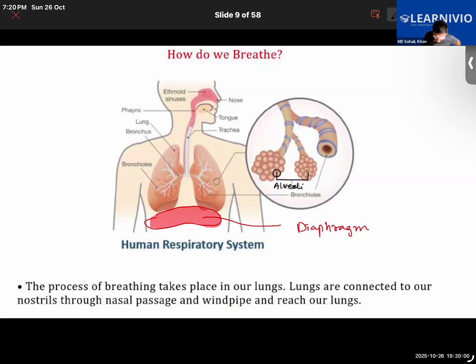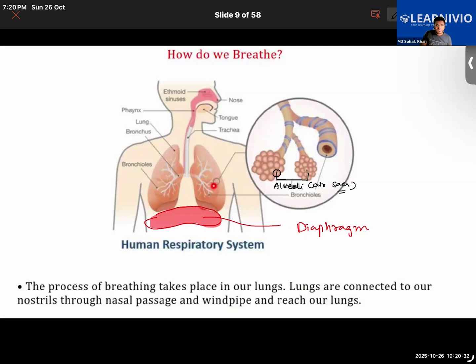Alveoli. So they are kind of air sacs, or you can say airbags. The oxygen-rich air that you're inhaling goes from your nose all the way to the alveoli. Then the blood will take away the oxygen from it.